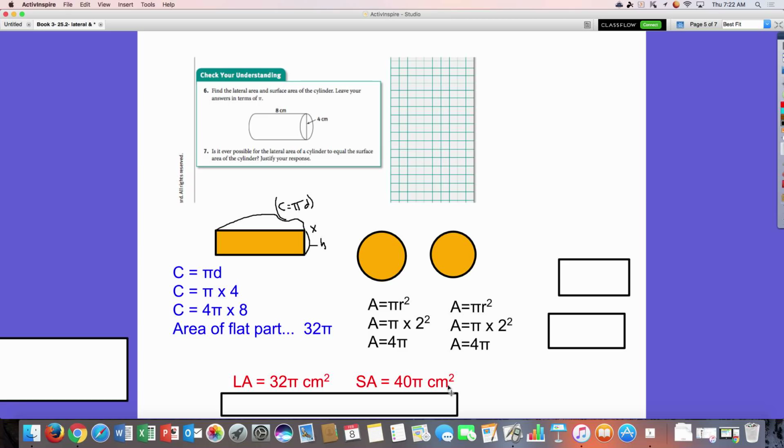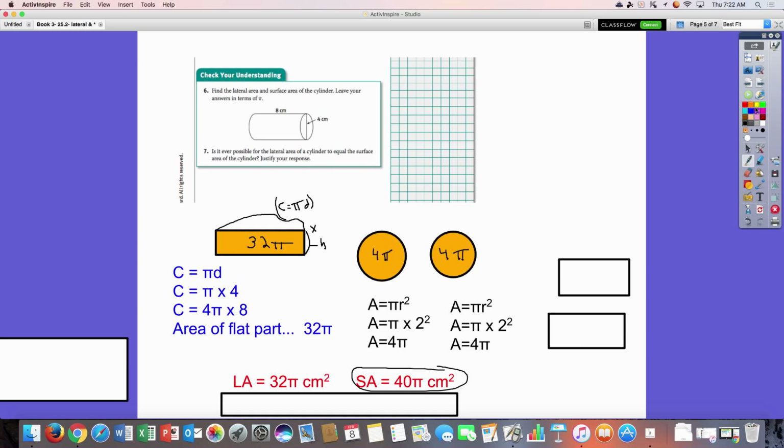And don't forget to square the radius. And how I got that: this part's 32 pi, and each one of these is 4 pi, top and bottom. 32 pi was the area we figured out for the side. That's the total surface area. 32 plus 4 is 36, plus 4 is 40. Surface area. You need to know the difference between lateral area and surface area.